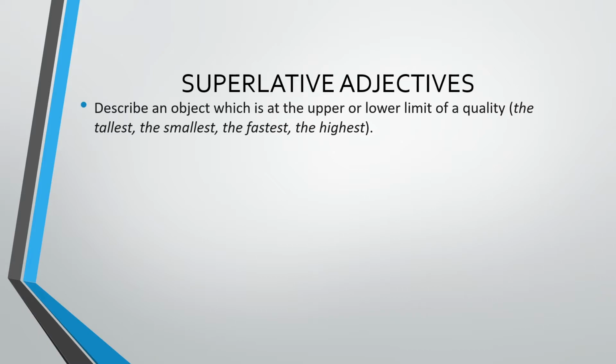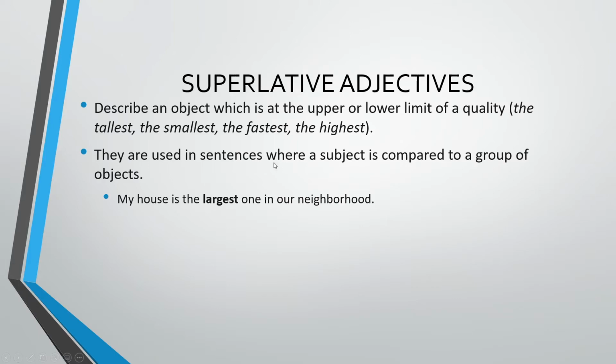So superlative adjective, we need to use the word the and add est at the back. They are used in sentences where a subject is compared to a group of objects. Kita membuat perbandingan di antara sekumpulan objek. For example, my house is the largest one in our neighborhood.